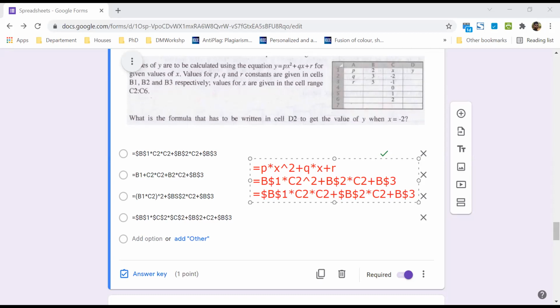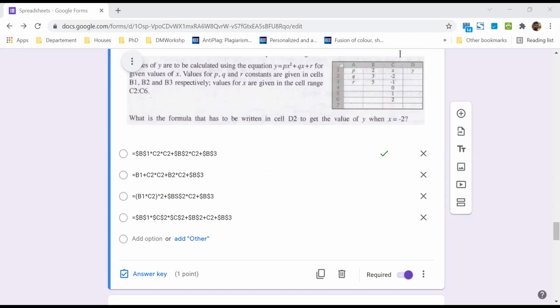Right? So the first one is the correct answer. In all the other ones, there are some mistakes. So this question was a difficult one. About 40% of the class actually got the correct answer. Let's move.